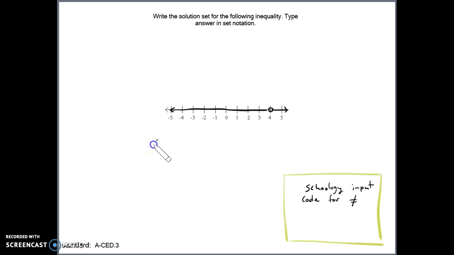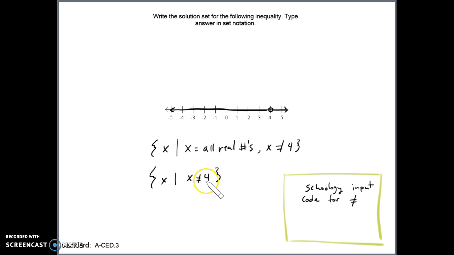So in our set notation, we'd say for x, all real numbers, so x can equal all real numbers, except x cannot equal 4. Or you might see it represented as x cannot equal 4. So this is saying x can be anything except 4, which is essentially the same thing up here. All real numbers except x cannot equal 4.